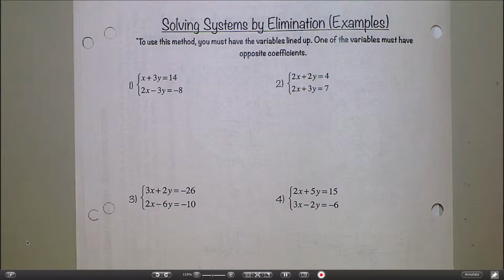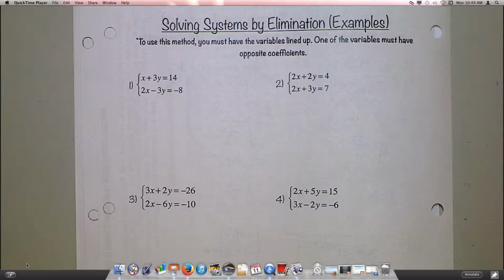Solving by elimination. We ready to go? So again, solving by elimination accomplishes the same goal as solving by substitution, which accomplishes the same goal as graphing two lines and looking for the place where they cross. Getting the x and y coordinate of the point that the two lines share in common.